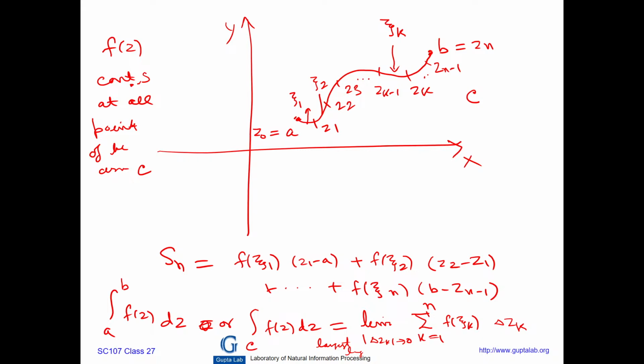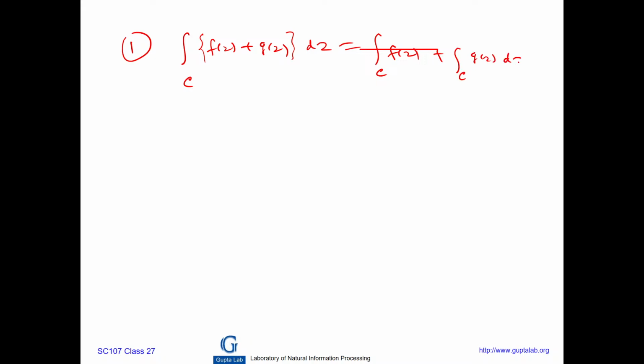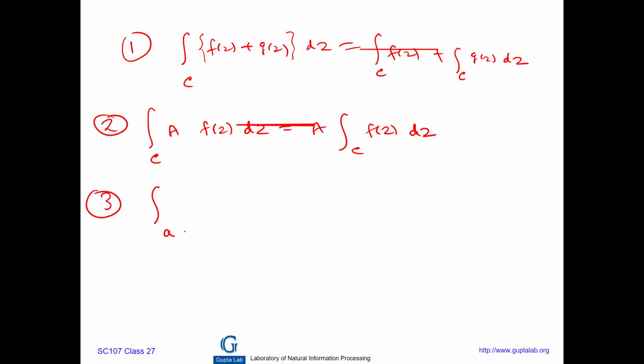Now, some of the properties that I would like to state. First, the integral along C of f of z plus g of z dz is nothing but the integration along C of f of z plus the integration along C of g of z dz. Linear combinations of integrals can be split. Second, integration along C of a constant times f of z dz, where a is a constant, the constant can be pulled out. Third, the integral from a to b of f of z dz equals minus the integral from b to a of f of z dz. When you change the direction, a negative sign comes.